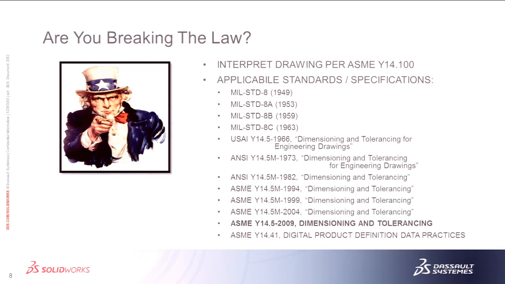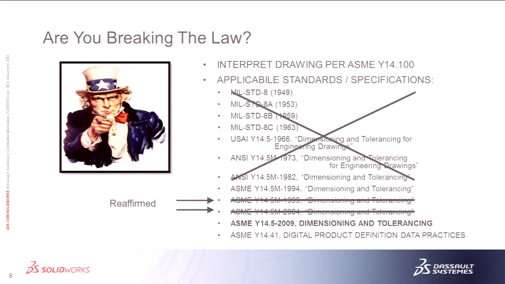Some of the other ones, you can kind of see how the dimensioning standard has come about over the years. It started all the way back with Mil Standard 8 and 49, and it's just continuously progressed. The 1994 one was reaffirmed in 99 and 2004. Overall, I would hope that most people today are only using those three that are not crossed out, the 1994 or the 2009, on their drawing.